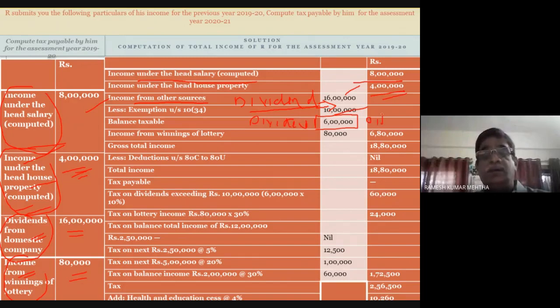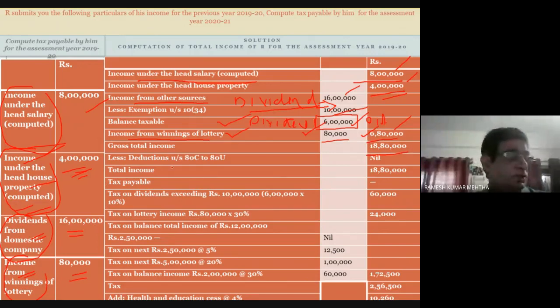Number two, income from winnings from lotteries is 80,000 rupees. So this is income which is going to be taxed, and this is the income which is going to be taxed. So 6 lakhs 80,000. 6 lakhs is the income from dividend after exemption to the tune of 10 lakh rupees, and the income from winnings of lotteries is 80,000. So 8 lakhs plus 4 lakhs plus 6 lakhs 80,000 is 18 lakhs 80,000 rupees.